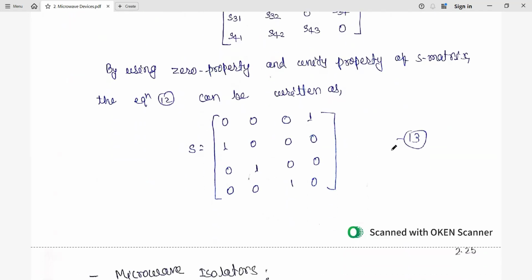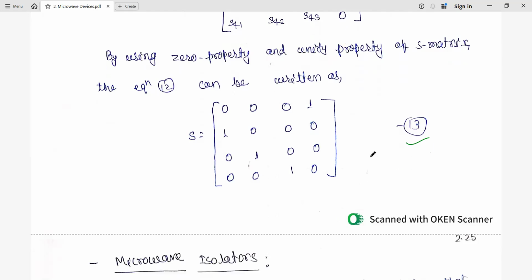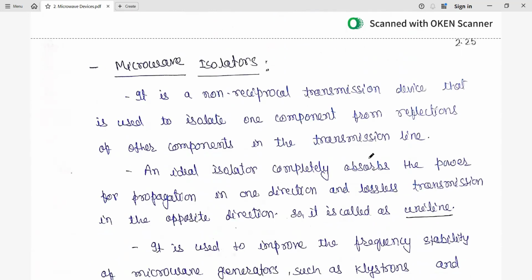On the basis of that, this 13 is going to give us the S matrix of the circulators. Now another is isolators. So what is an isolator? It is also a non-reciprocal transmission device. It is used to isolate one component from the others, so it is going to absorb the reflected wave.